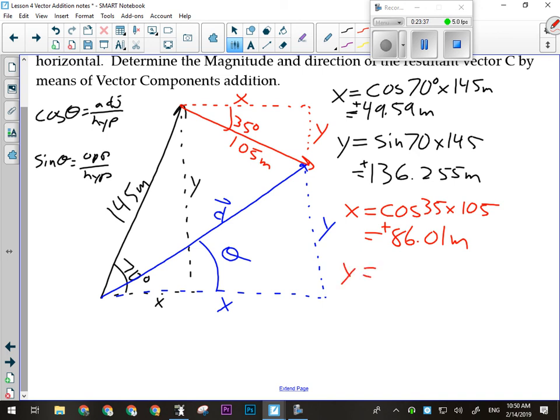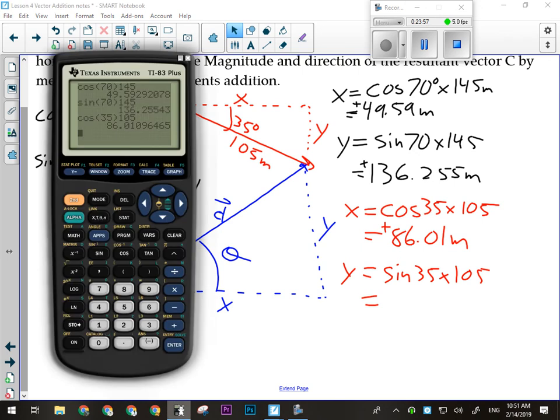And again, our y component is opposite the angle, so we're going to use sine to calculate it. So I'll take the sine of 35 and multiply that by 105. This one should be shorter. y should be shorter than x in this triangle. Okay, so there's all my numbers, 60.23 we'll say.